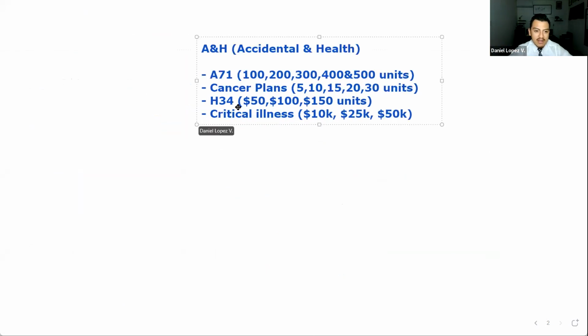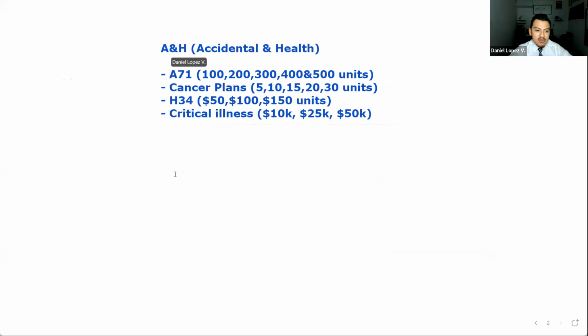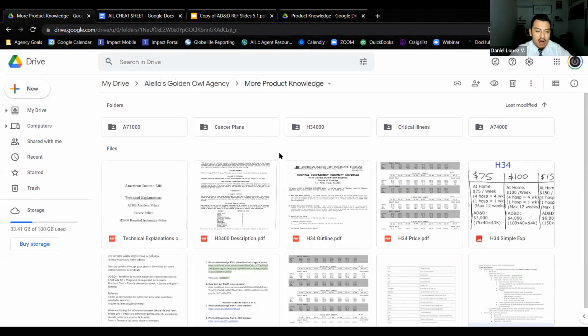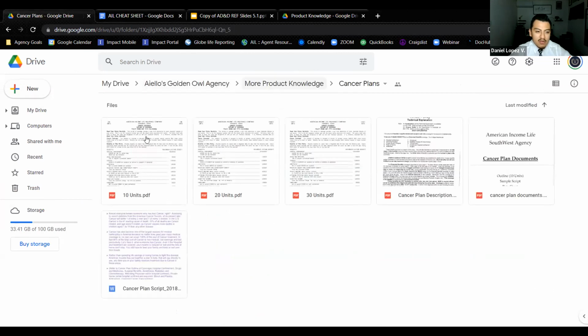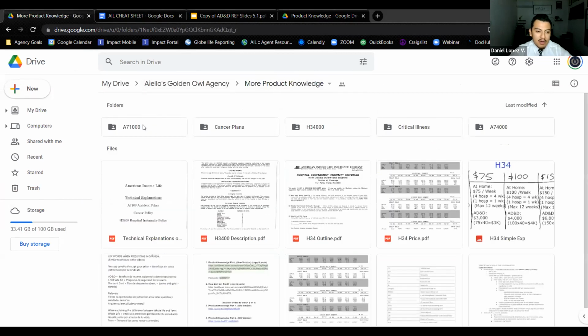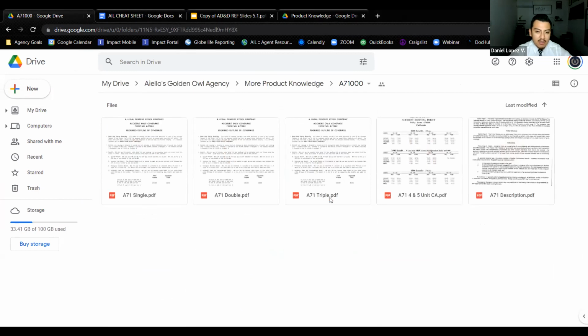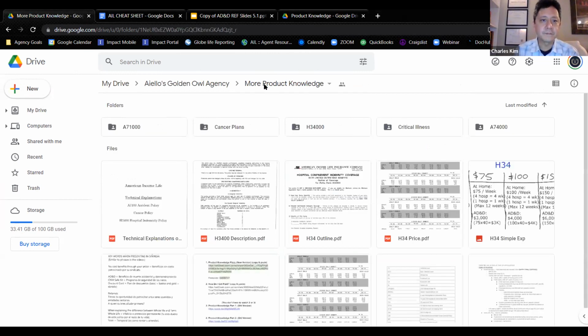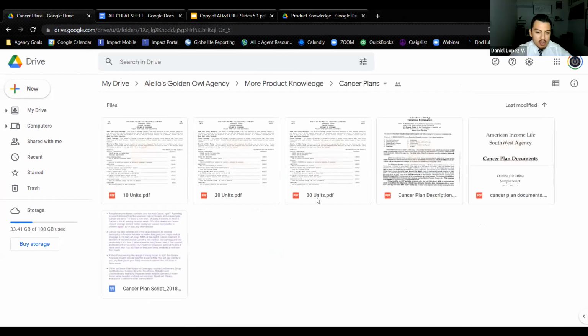Now let's talk about cancer plans. Now cancer plans, depending on the unit, you're able to get those many units. The cancer plan is very simple to explain. It all has to do, depending on the unit, with how much cover we give them. So all of this is found on the slides, on the drive. So if you can go to cancer plan. Oh, by the way, you can go to A71 and it's found right there, single, double, triple, 400, 500 units. Cancer plan, right there, 10 units, 20 units, 30 units. There's also a 5 or something in here.